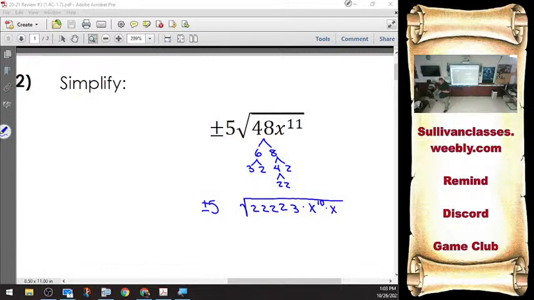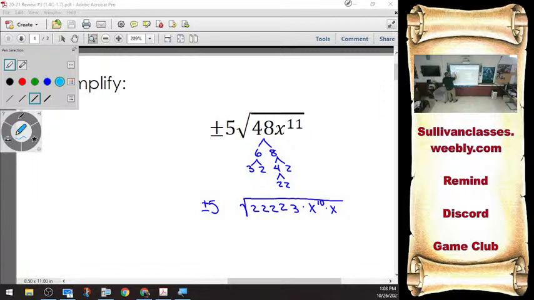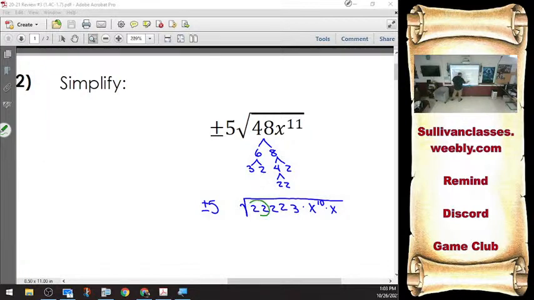Right? X to the 10th, that's an even number. I can cut that in half. I just got this other x hanging out. And take out pairs. There's a pair of 2's, 1 gets out. There's a pair of 2's, 1 gets out. How many x's are coming out? 5 of them, right? Cut it in half.